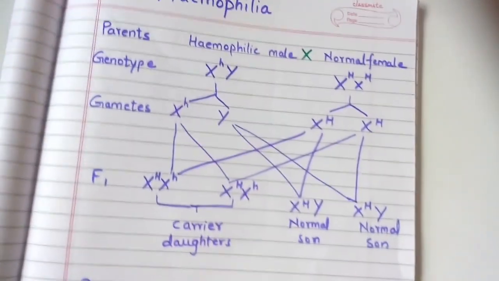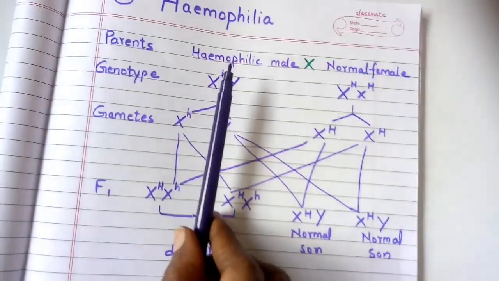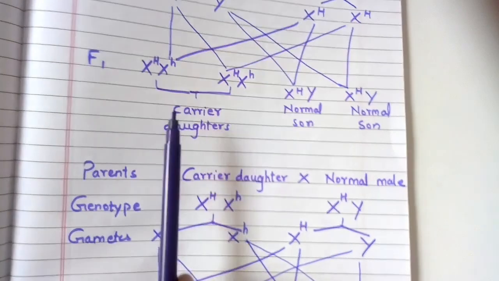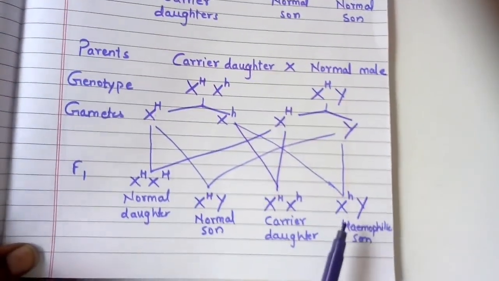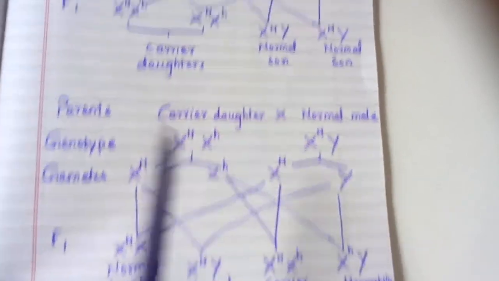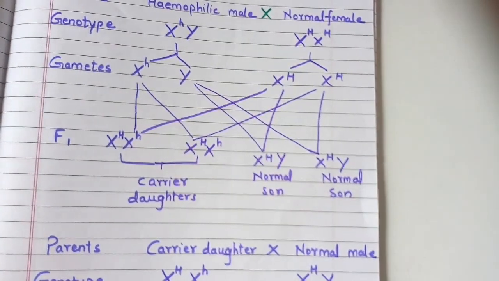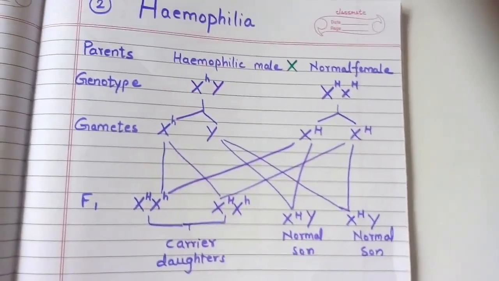So in the first case, the genes were transmitted from father to daughter. When the daughter grows and marries, she transmits the genes to her son. This type of inheritance is called crisscross inheritance.